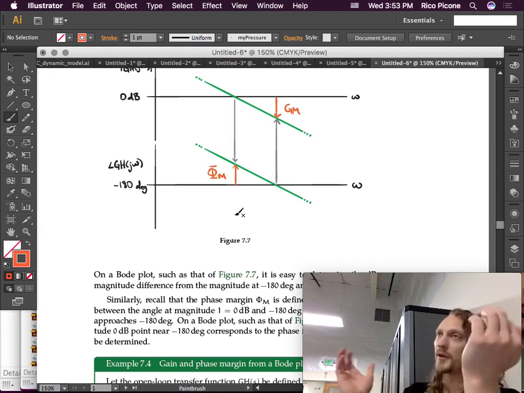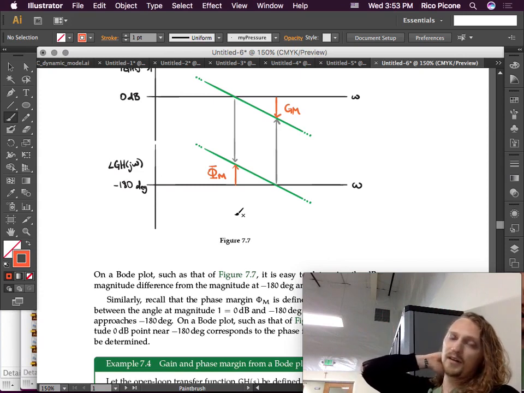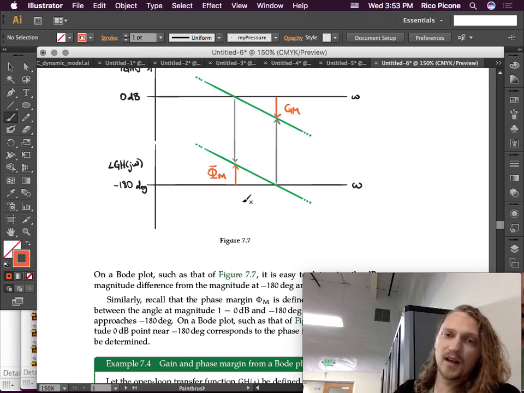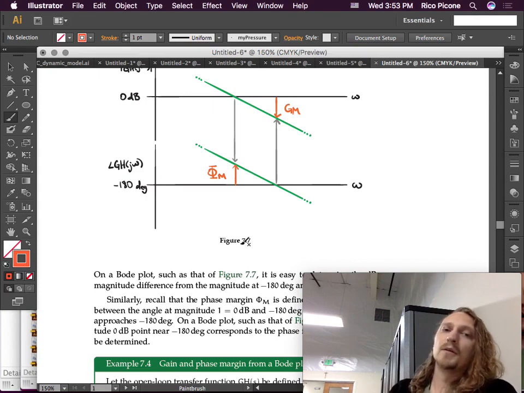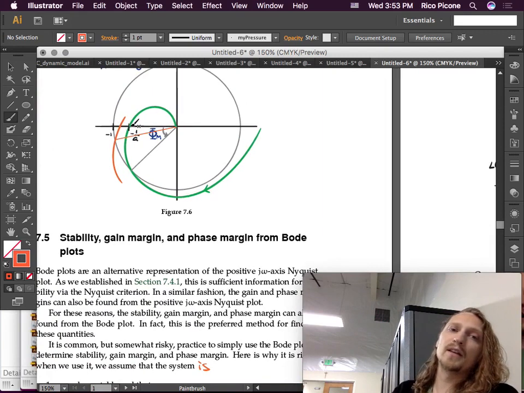So we're using the Bode plot, so we have to check on the Nyquist that it's true. But often this is the case. So that's cool.